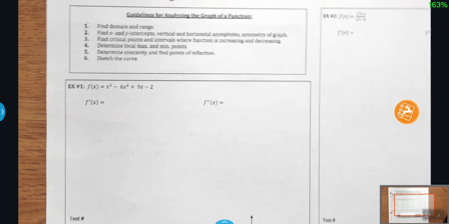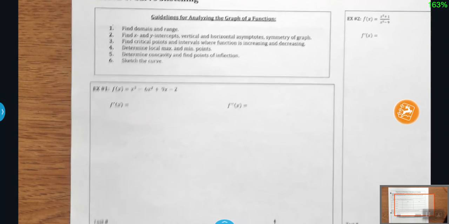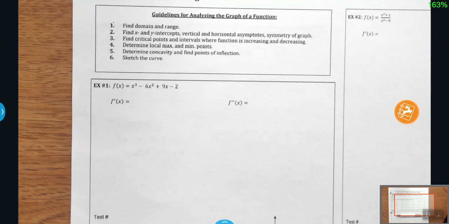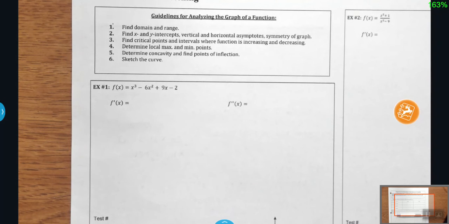For curve sketching, what you want to do is put together everything you know from pre-calc and calculus all together.